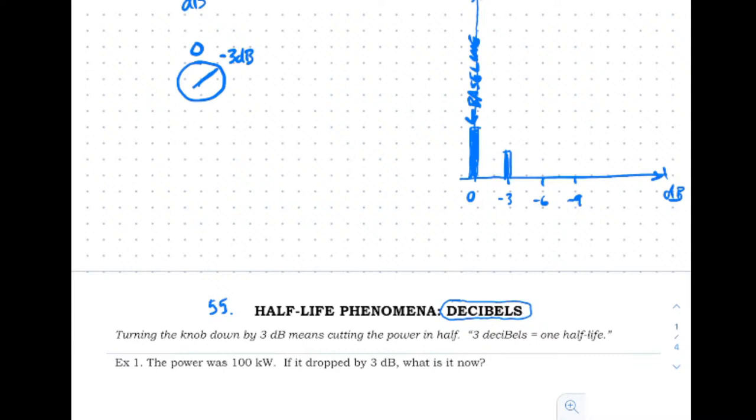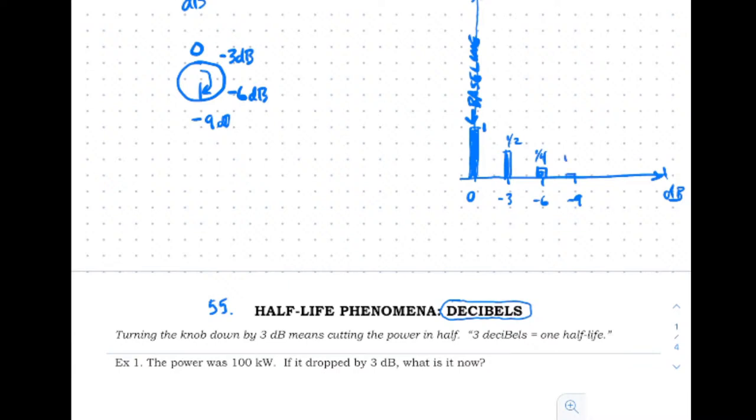And if you turn it down another 3 decibels, which means you've now turned it down 6 decibels, well, that means you cut it in half twice, and so whatever that is, it got cut in half twice. So if you call this a 1, this will be a half of it. This will be down to a fourth of whatever it used to be, and so on. And I think you get the pattern, right? If I were to turn it down to -9 decibels, so I've spun the knob all the way down to -9 decibels, well, now the power is half of what it used to be.